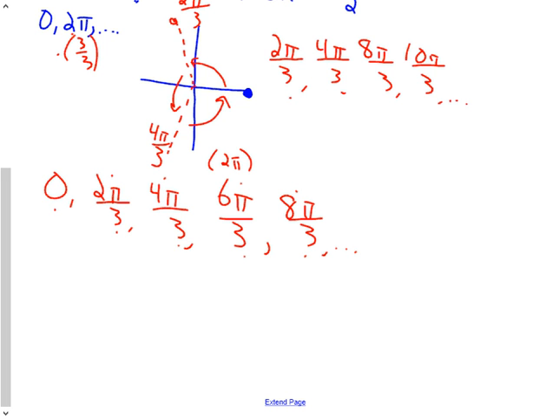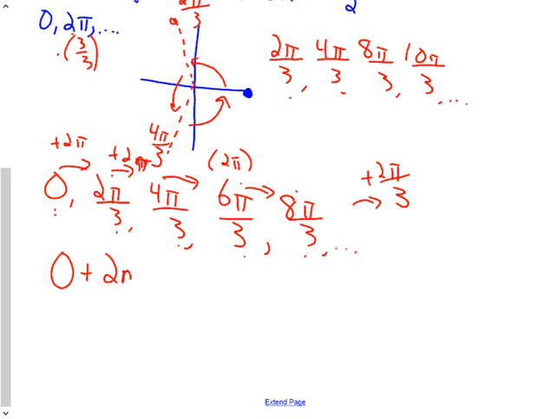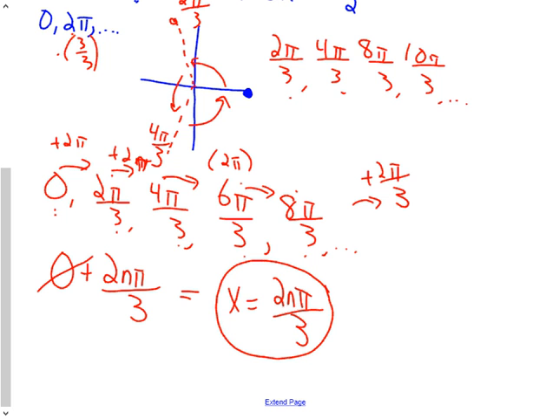So this means we're adding 2 pi thirds continually, and so on. So we have this plus 2 pi thirds pattern going on, with our first one being 0. So, right, this is another one of those 0 plus 2n pi thirds. And then we just get rid of the 0. So our answer is going to be 2n pi thirds. Okay.